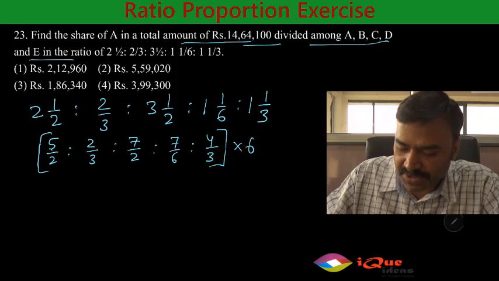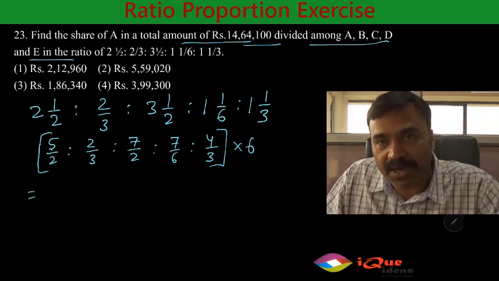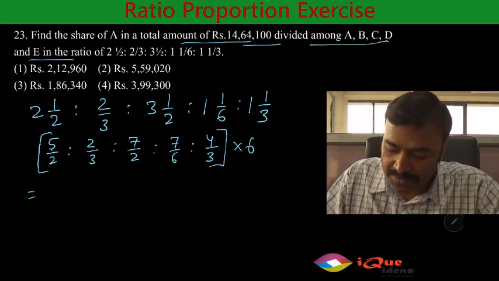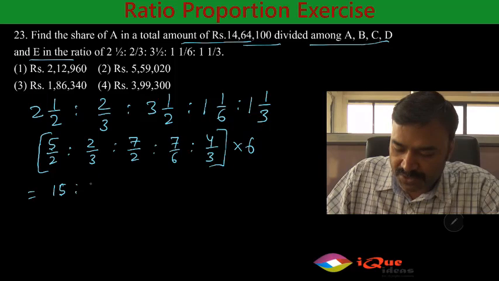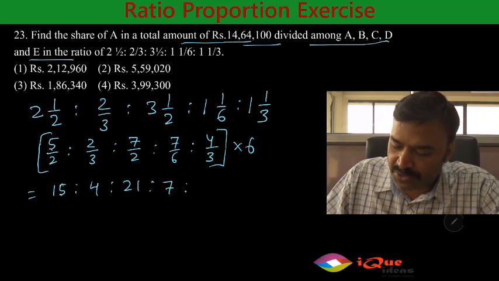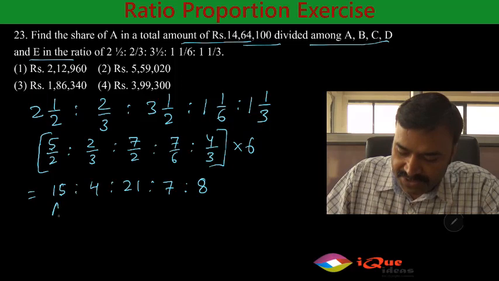So multiply by 6. So we get 5 by 2 into 6. Each part of the ratio gets multiplied by the number when you multiply. Alright? So 5 by 2 into 6, 2 3s are 15. 2 by 3 into 6, 3 2s are 4. 7 by 2 into 6, 2 3s are, 3 7s are 21. 7 by 6 into 6 is 7. 4 by 3 into 6, 3 2s are, so 4 2s are 8. This is the ratio of A, B, C, D, E.